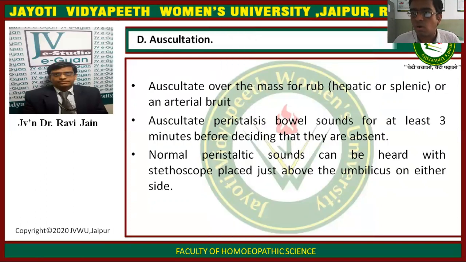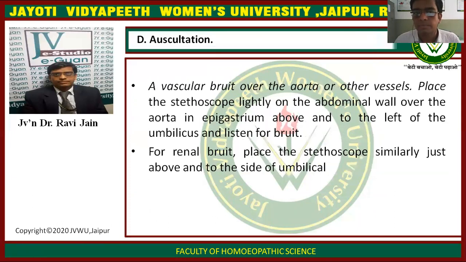Now the fourth step is the auscultation. Auscultation is usually done to listen for any kind of blood flow. Auscultate over the mass to listen for any kind of blood flow to the mass, or rub, hepatic or splenic, or any kind of arterial flow. Auscultate peristalsis, bowel sounds, for at least 3 minutes before deciding if they are absent. Normal peristaltic sounds are heard with the stethoscope placed just above the umbilicus on either side.